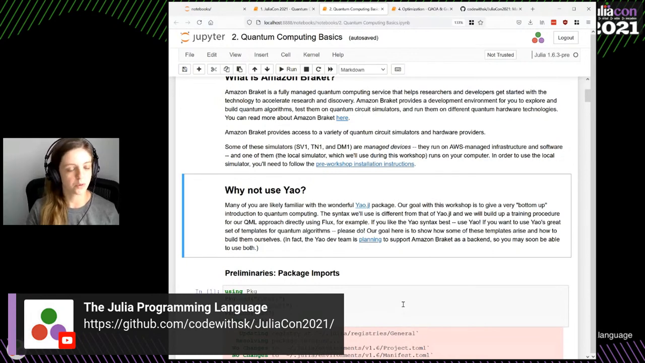A natural question that you might be interested in, if you're a little bit familiar with the quantum computing ecosystem, is why we aren't using Yao for this workshop. Yao.jl is a really great package that has been, I think, in existence for several years now. It's been developed by the Quantum BFS group.